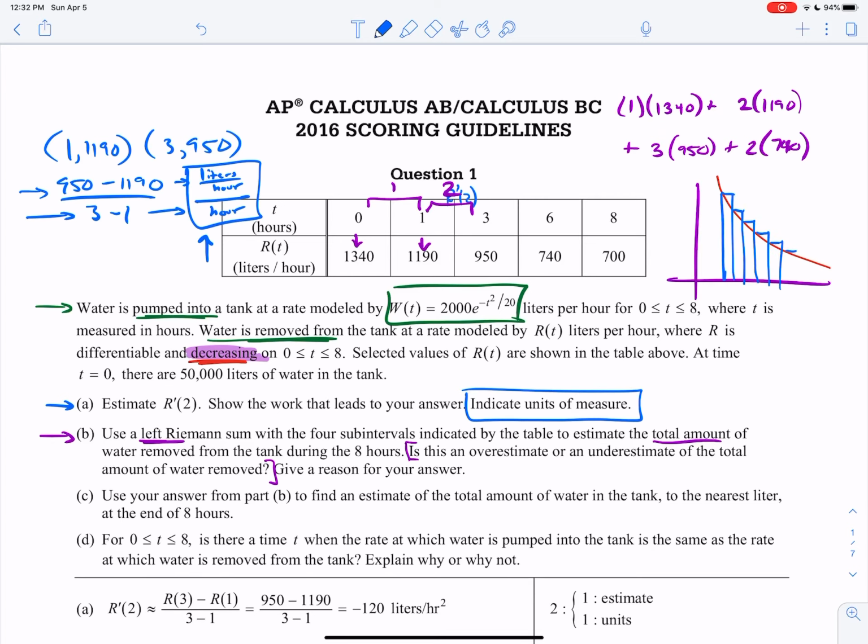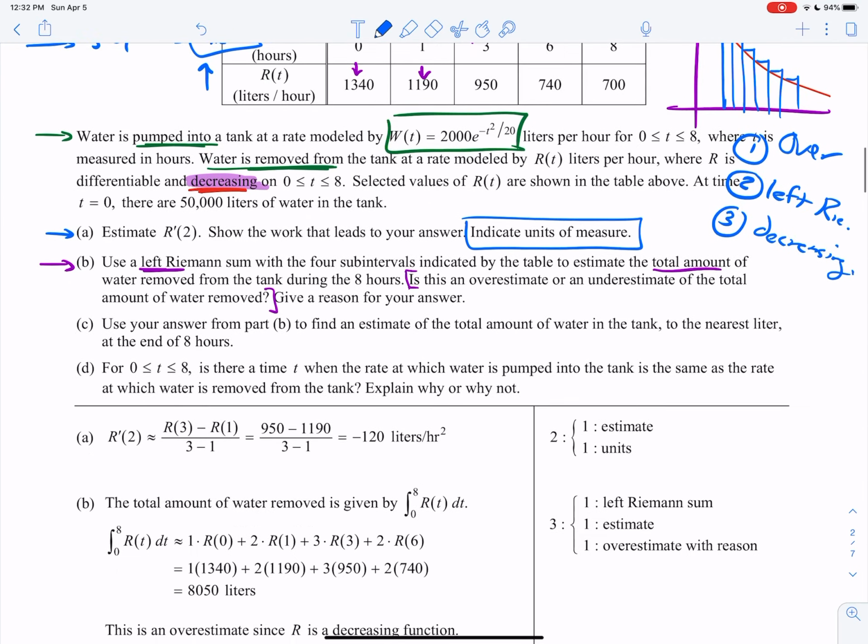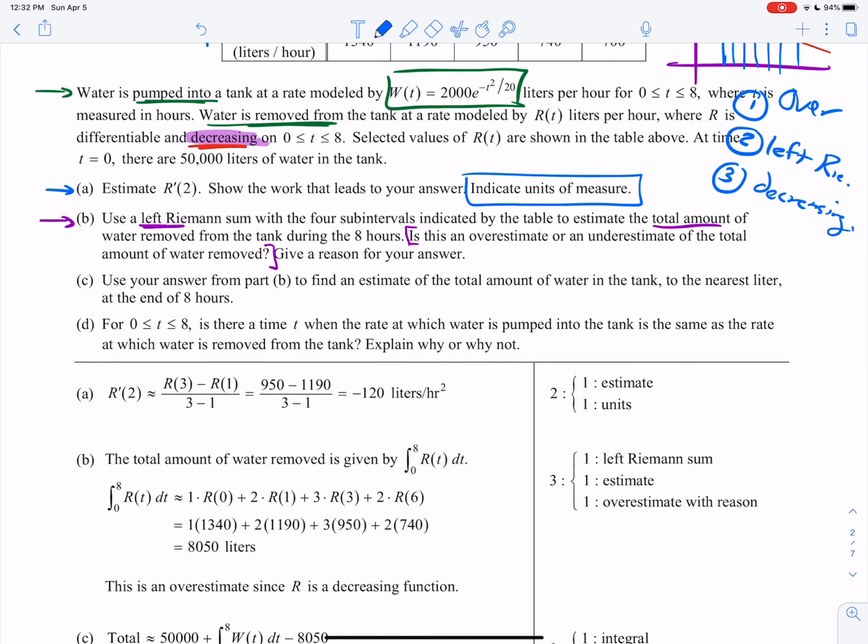Okay? So based on this picture, I could tell that this will be an overestimate, but again, a picture is not enough. So you guys have to mention 3 things: that it's an overestimate for a left Riemann sum that is strictly decreasing. You cannot get that point if you don't mention all 3, okay? So just keep that in mind.